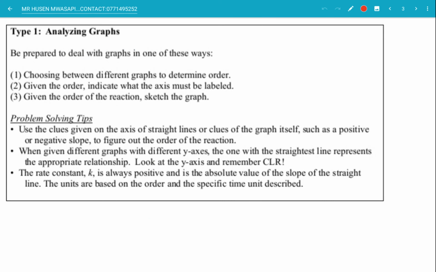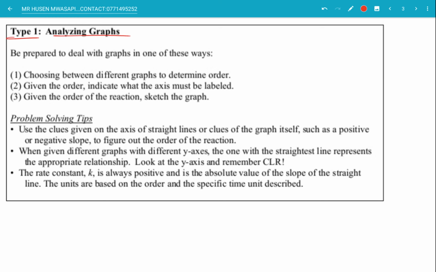Now, the first type is where you analyze a graph. What you have to be mindful of is that you have to be prepared to deal with graphs in one of the following ways. The first way is choosing between different graphs to determine the order. Sometimes they'll give you a table of which you have to plot all the values, and by choosing between the different graphs you have, you end up knowing the order of the particular reaction.